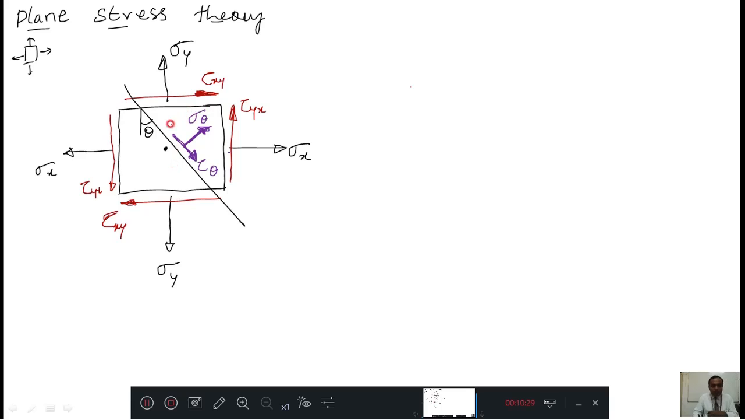Here, what is the meaning of general stress system? The word here is general stress system. General stress system means shear stress and normal stress, both are acting. You can call this figure, whatever I have drawn here, a general stress system, because all types of stresses are there in the figure, right?